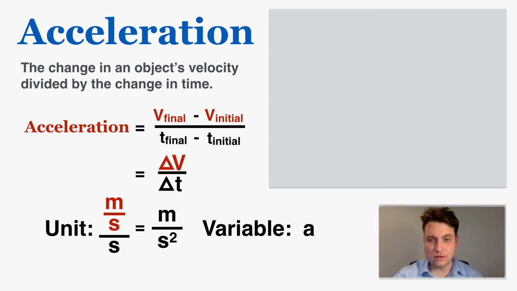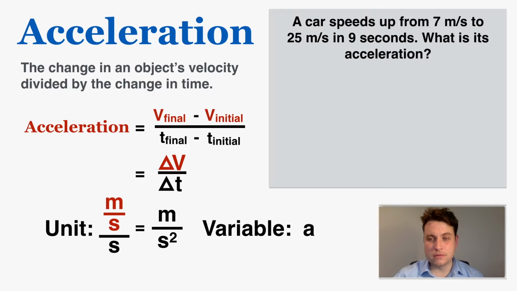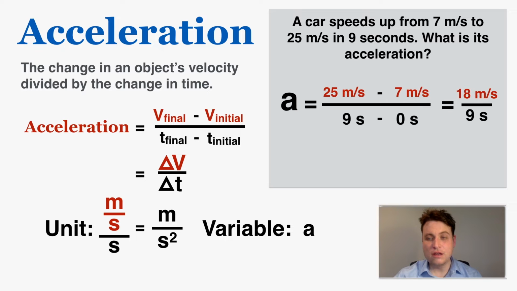As an example of using this equation, we can imagine that a car speeds up from 7 meters per second to 25 meters per second, and it takes 9 seconds to do this. To calculate its acceleration, we just take the final velocity, subtract the initial velocity, and divide by the time that it takes. So the acceleration here would be 25 minus 7 divided by 9, which is equal to 18 meters per second divided by 9 seconds, which is equal to 2 meters per second squared.